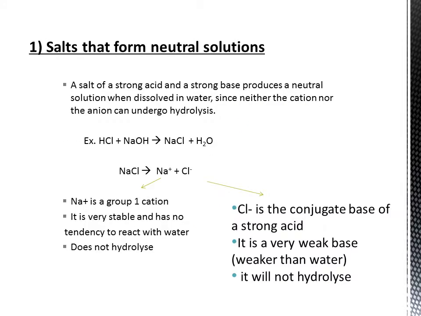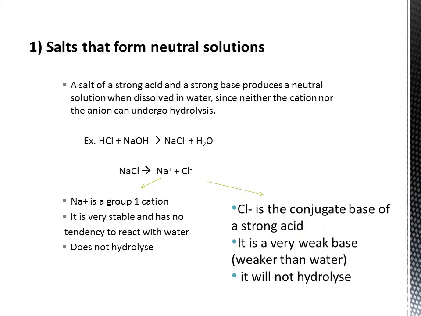So let's look at the first example, salts that form neutral solutions. If we react a strong acid and a strong base together, we're going to end up getting something like sodium chloride. That sodium chloride will go on to dissociate into sodium ions and chloride ions. Neither of these ions has any tendency to hydrolyze or react with water. Sodium is a group 1 ion. It's incredibly stable. It has no desire to react any further, so there's no hydrolysis reaction.